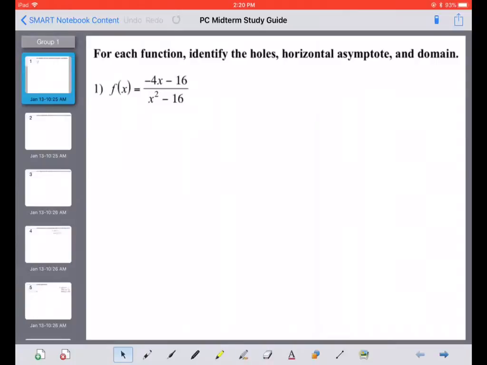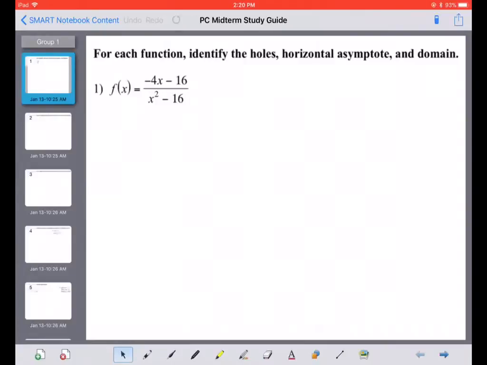So if we look at number 1, we have to find the holes, the horizontal asymptote, if it exists, and the domain. We never use the word hole in our class. Instead, we called that the discontinuity. So please don't let that confuse you. It looks like a couple of us marked on Friday that we were confused about this problem. So let's take a look at this.